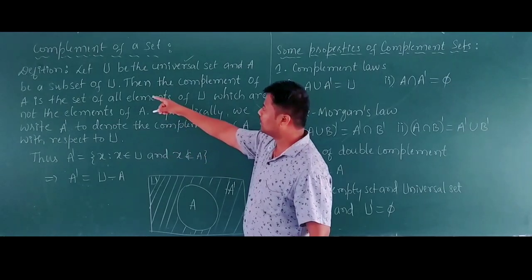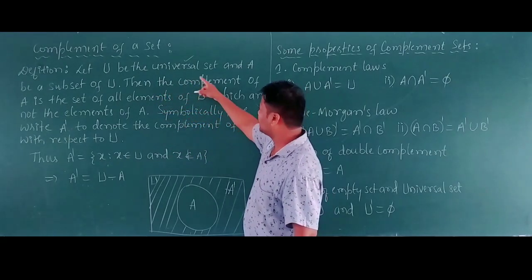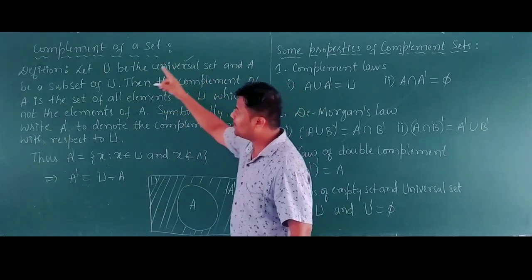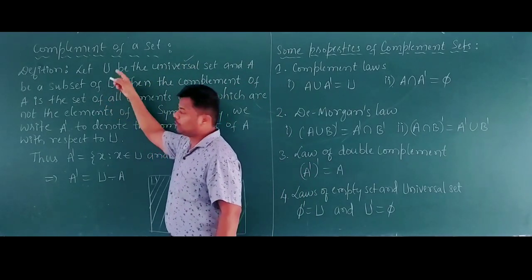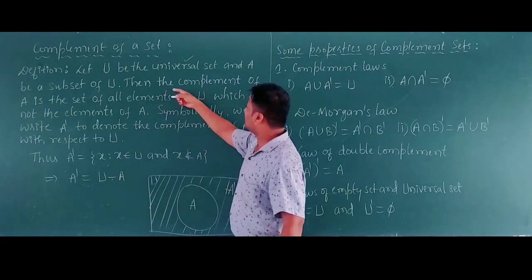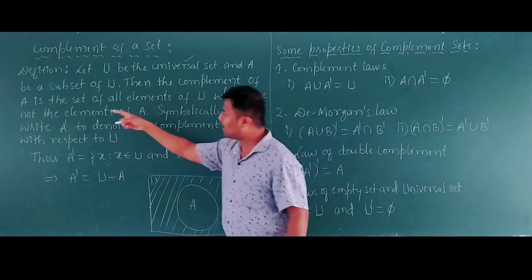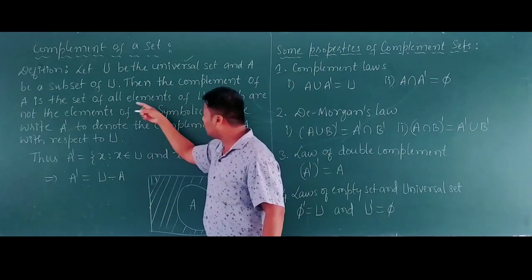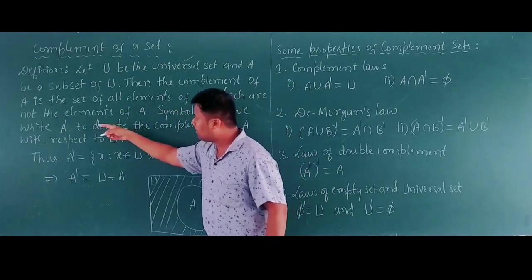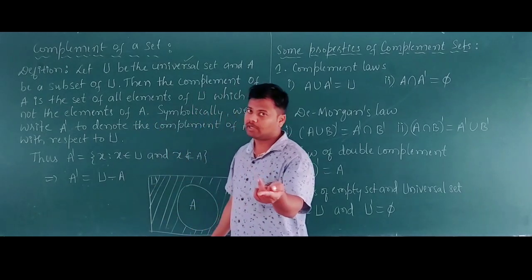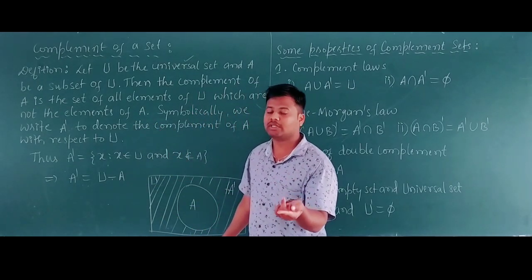Okay, so here let U be the universal set and A be a subset of U. Then the complement of set A is the set of all elements of U which are not the elements of A. We already saw an example here. Okay, then what is A dash?